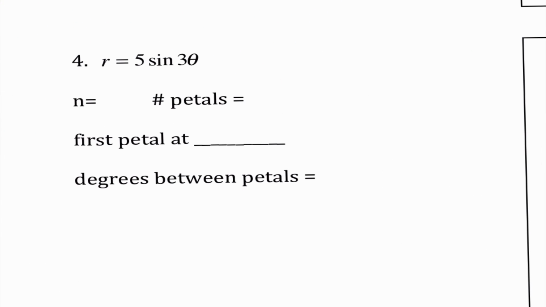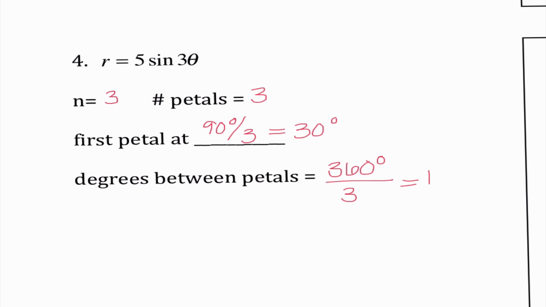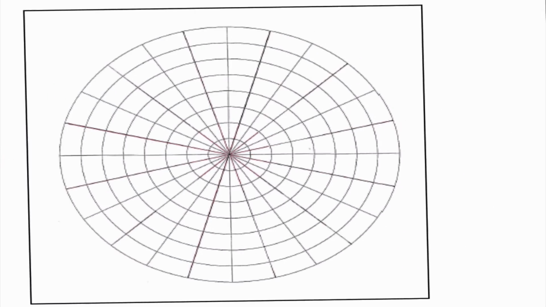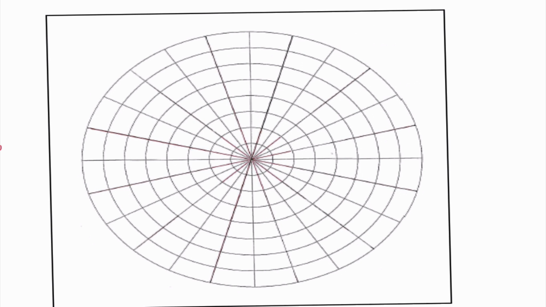Here we go. So this time our n value is 3, so we have 3 petals. Since it's sine, I'm going to do 90 divided by 3, so my first petal is at 30 degrees. Degrees between petals, 360 divided by 3 is 120 degrees. And I am just going to write out that my first point is at 5, 30 degrees. So I'm going to go to the right, 1, 2, 3, 4, 5, and go up 30 degrees.